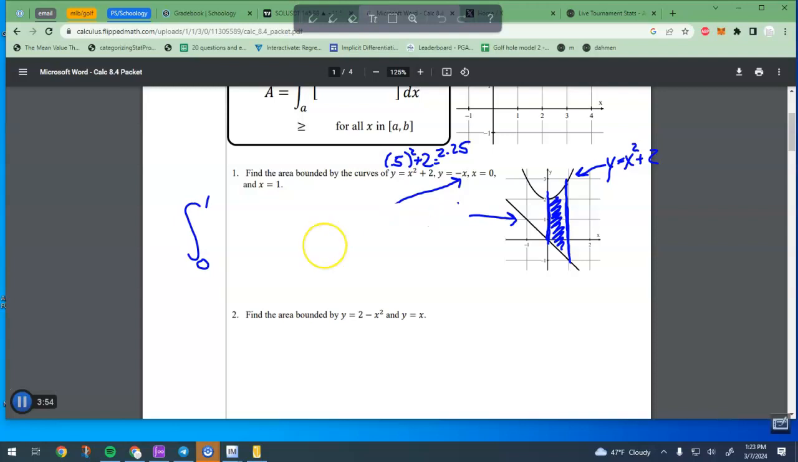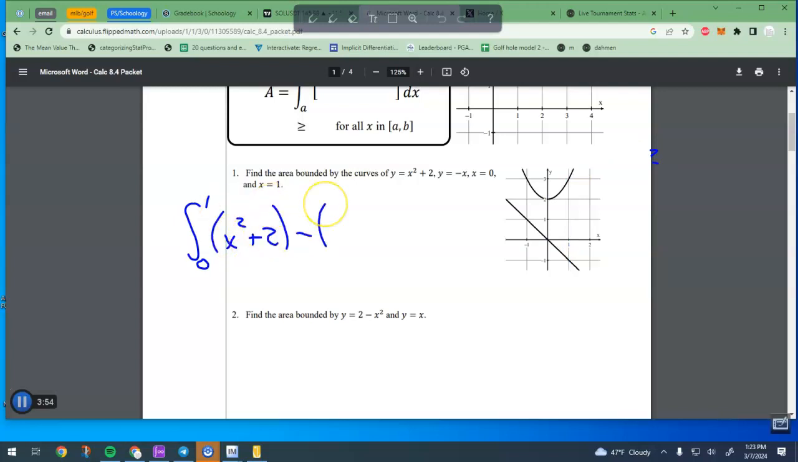So here I can see the top equation is x squared plus 2 minus the bottom equation, negative x, times dx.